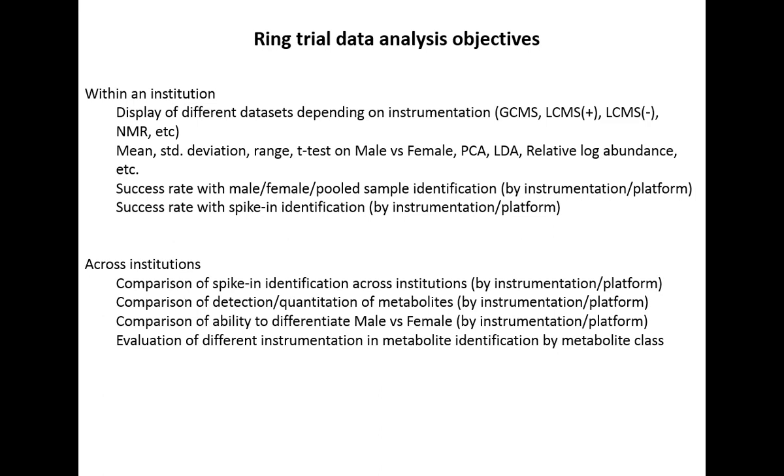Then obviously we want to look across institutions. Which methods are better for identification of the male and females or the spike-ins? Which classes of metabolites can be more reliably identified with which technique? If, say, 2 groups have LC-MS data but one is more comprehensive than the other, what are the differences in the protocols? So obviously we'll be monitoring the protocols very carefully as well.